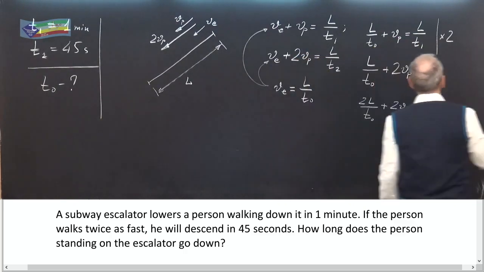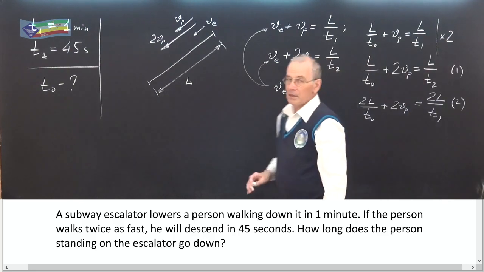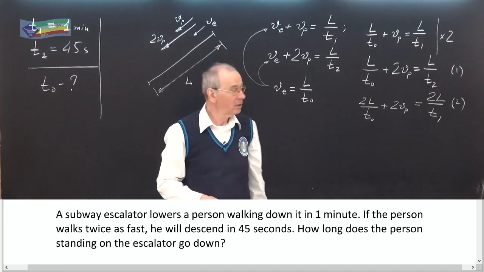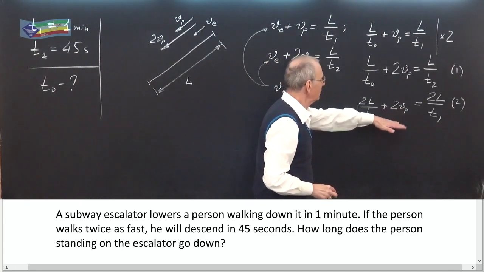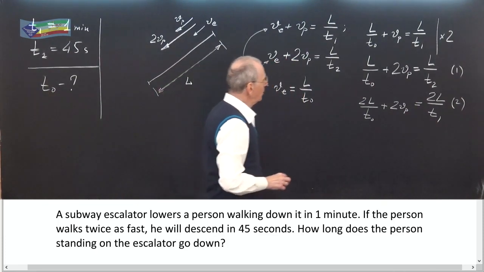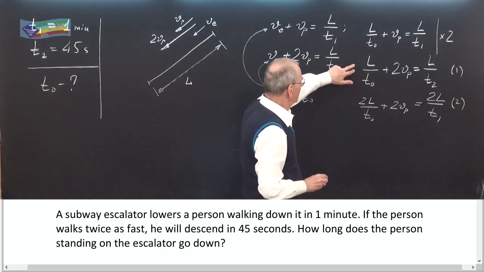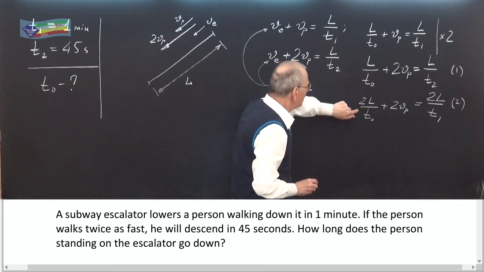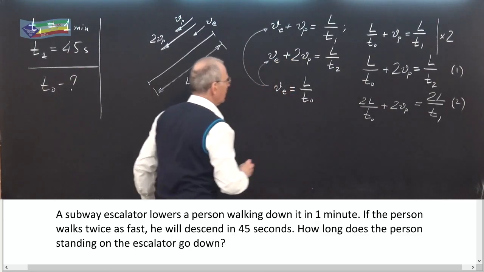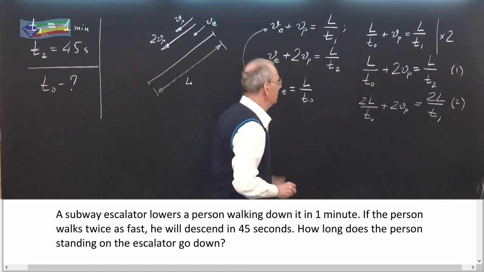Now let this equation have number 1 and this equation have number 2, and subtract term by term the second equation from the first. Or, okay, the second equation from the first. Second minus first. Why so? Because here 2L and here 1L.